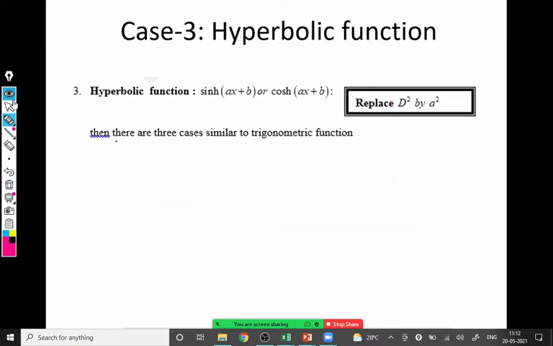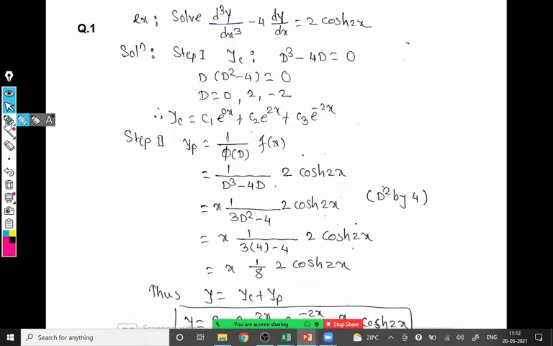So exactly similar cases are there, and you will come to know by this solved example. Here is only one example I am taking on hyperbolic. The numerical that we have is: solve d cube y by dx cube minus 4 dy by dx equal to 2 times cos hyperbolic 2x. If we write the auxiliary equation, it becomes d cube minus 4d.